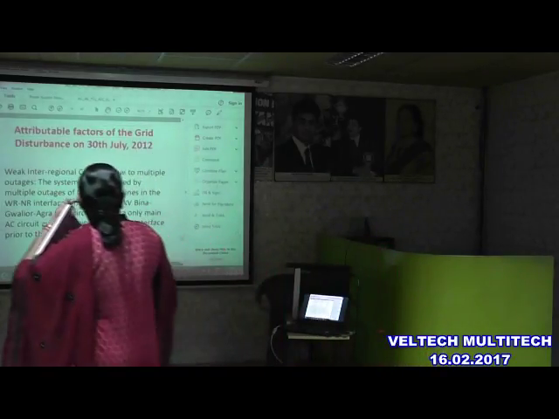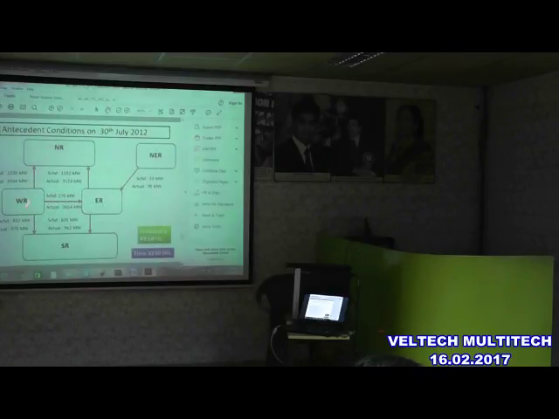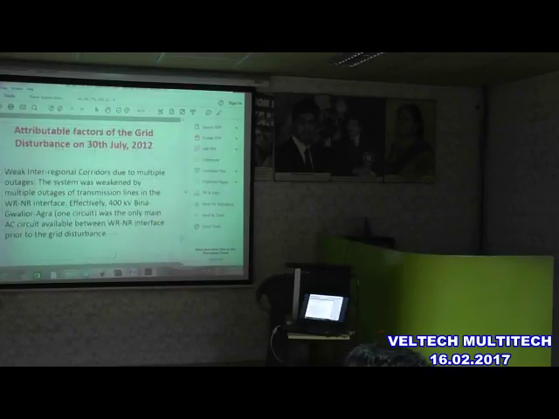Now let's move on to the contributing factors. Somebody can read this? First person. Weak inter-regional links due to multiple outages. The system was weakened by multiple outages of transmission lines in the WR and NR interface. So what is WR and NR? Here it got disconnected, right? Between the WR and NR interface.